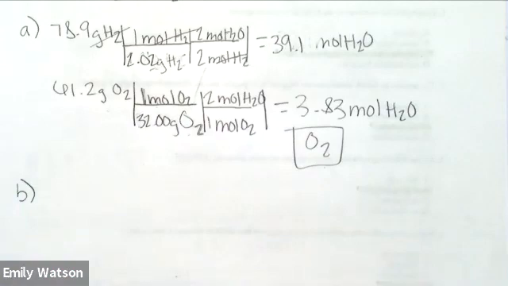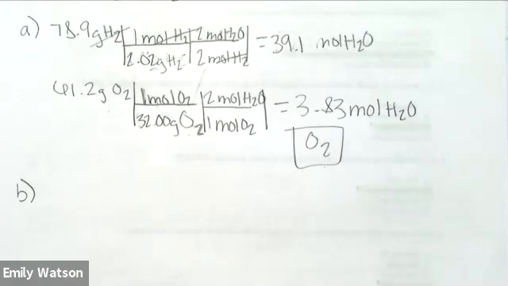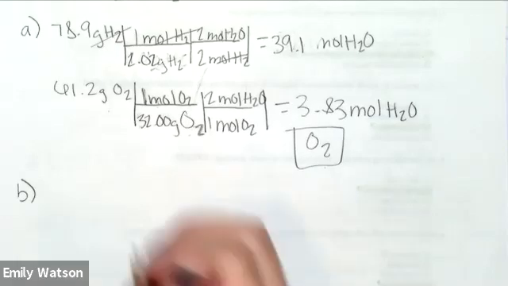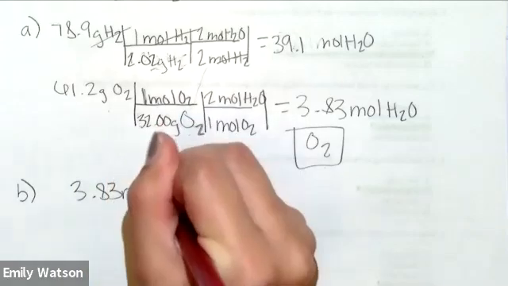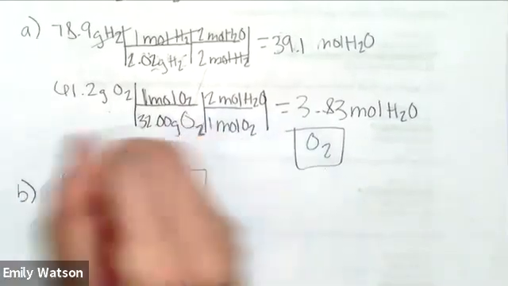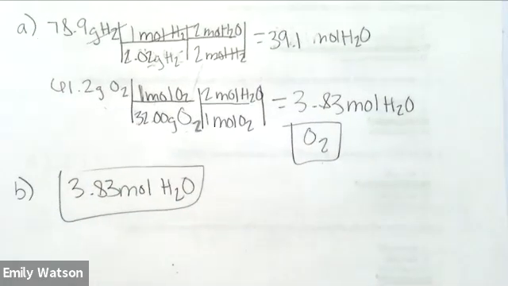B. We're trying to get to moles of water, but we already got some moles of water, right? How many moles of water are produced? 3.83. And you will figure that out just by finding what the limiting reactant is. So now C.